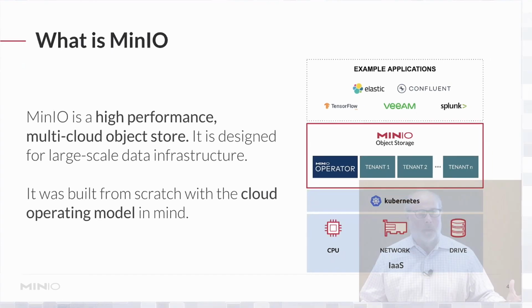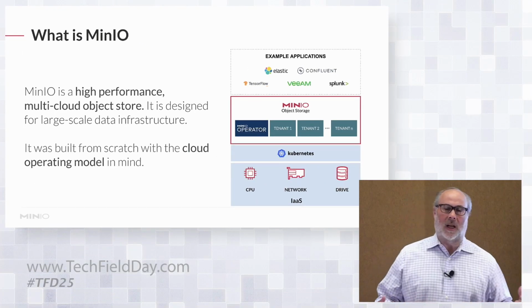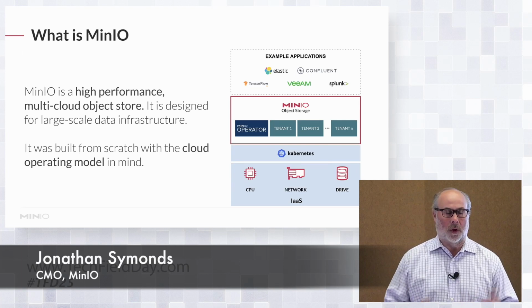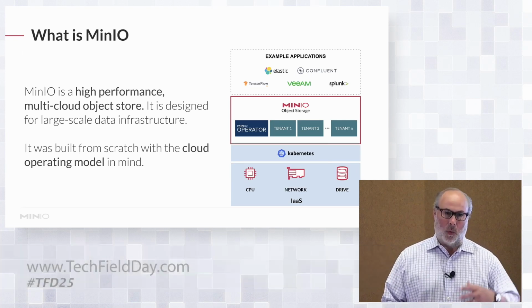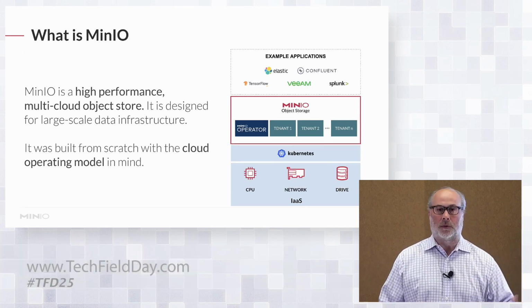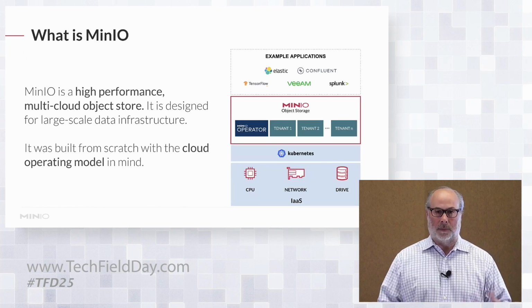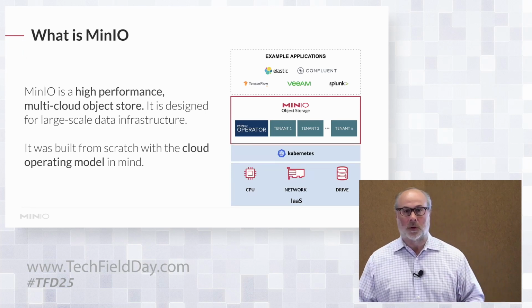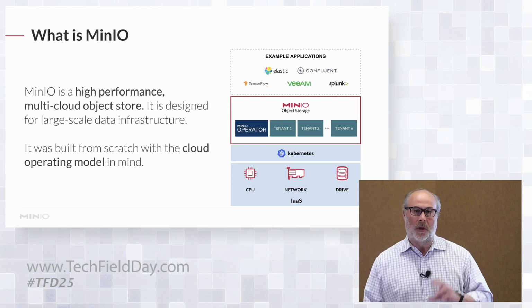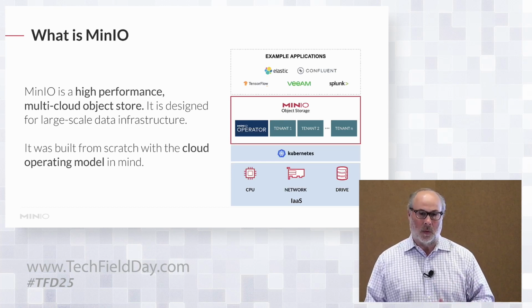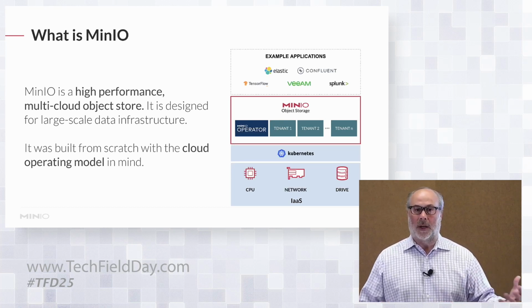So what is MinIO for those of you who don't know us? MinIO is a high-performance object store, born in the cloud, Kubernetes native. We're designed for very, very large-scale infrastructure, so enterprise-grade infrastructure. 100% open source under AGPL-v3. And we were built in the last 5 years. And so basically, we were built for the cloud operating model, right?